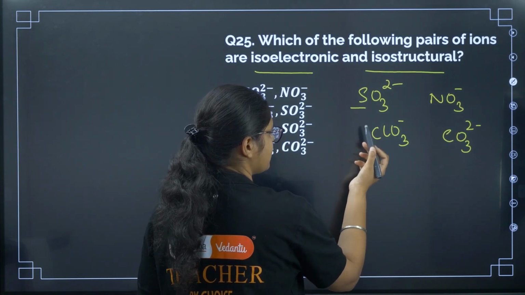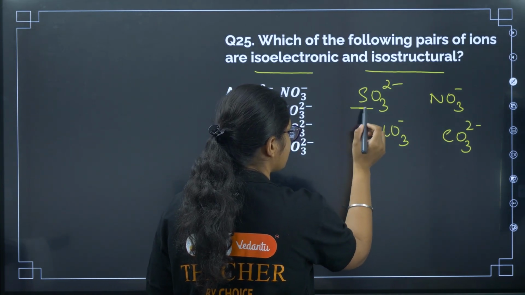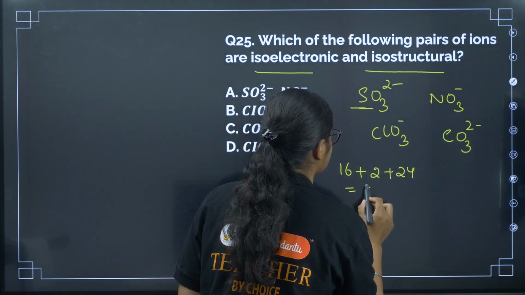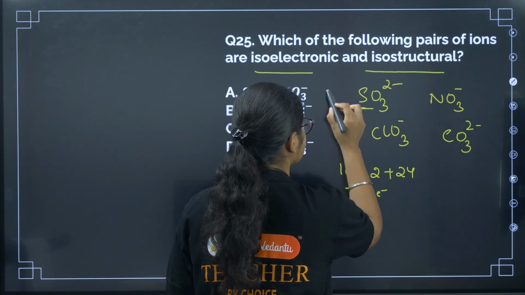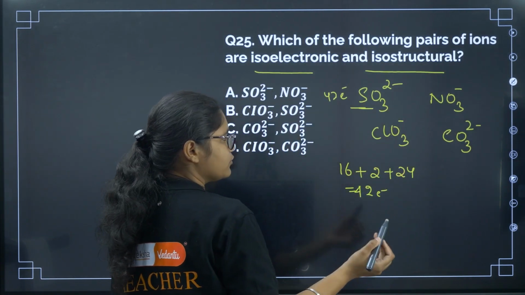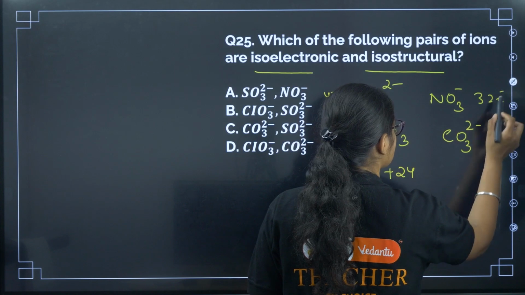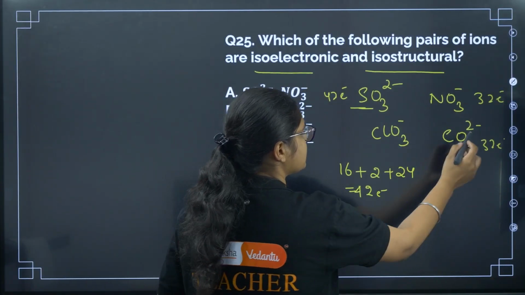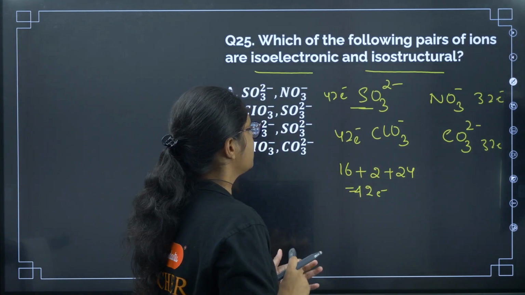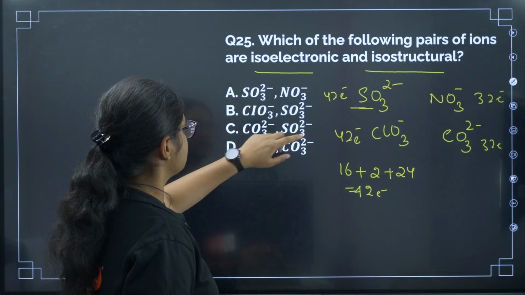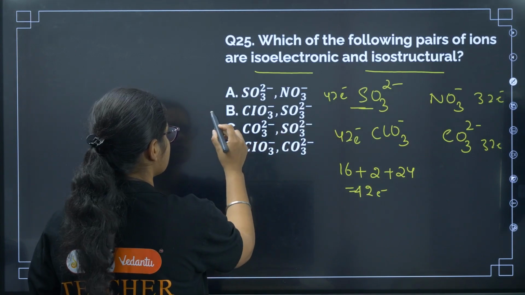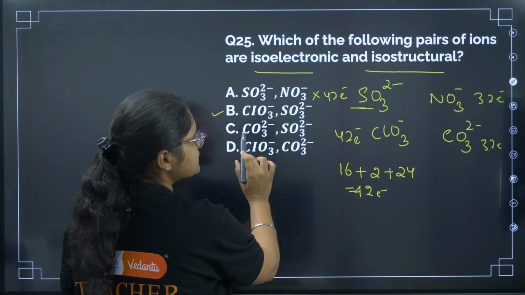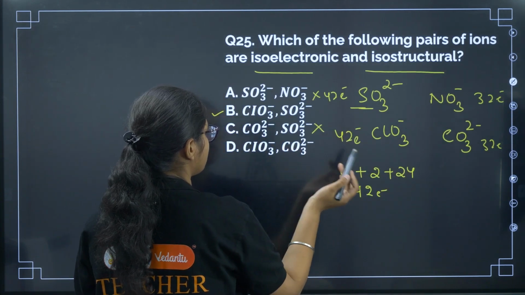So if you see, for SO3 2 minus the total number of electrons will be 16 plus 2 plus 24, right? So that is 42 electrons. This is 42 electrons. Now if you check NO3, NO3 has 32 electrons. This is also 32 electrons, and this is 32 electrons, and this is also 42 electrons. So we can have the combination of ClO3 and SO3. This combination is possible, and SO3 and NO3 are not isoelectronic, we can eliminate. CO3 and SO3 are also not isoelectronic, we can eliminate.